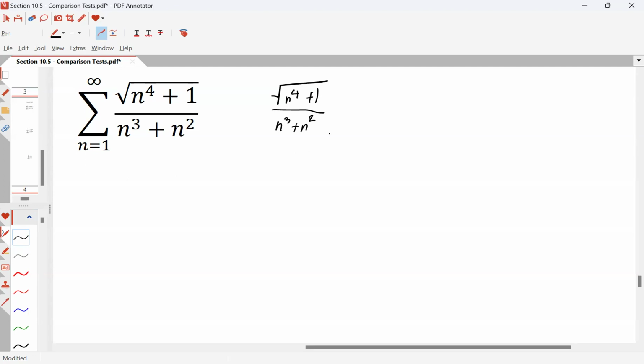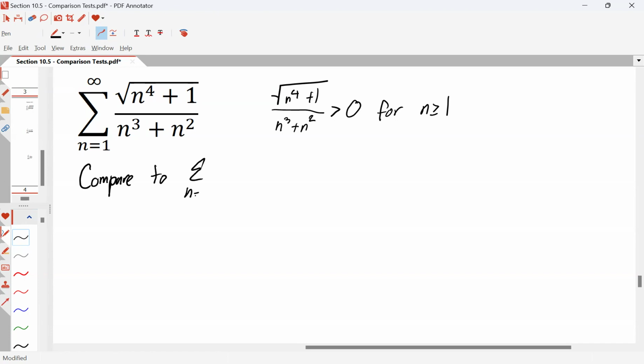Since everything we're plugging in is positive and we're only adding and using exponents, this, of course, is greater than 0 for our positive inputs greater than or equal to 1. So yes, this is positive. Now we want to find what to compare to.